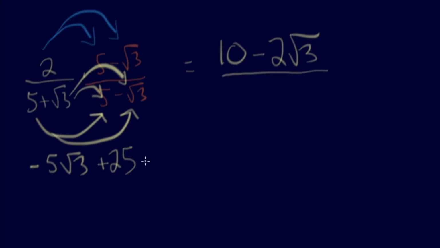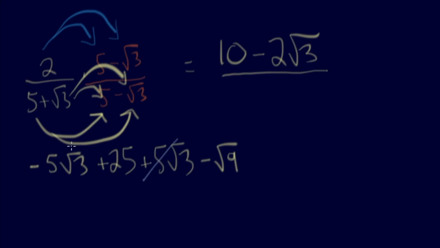We'd also get plus a 5 root 3. And then we would get a negative root 9. That's what we would end up getting. So let's go and simplify this.